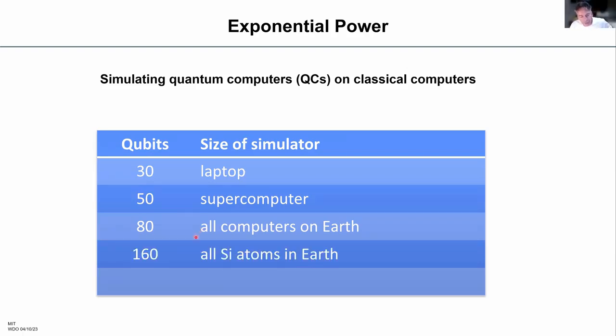Go to 160 qubits, and now we're in fantasy land. I need to somehow get all of the silicon atoms on Earth and employ them to be each one a memory element. And now I go to 300 qubits, just a factor 10 larger than where we started. And now I need all of the atoms in the known universe, each one representing a bit of information on my classical computer to store this. So clearly, this is a very, very large amount of information.